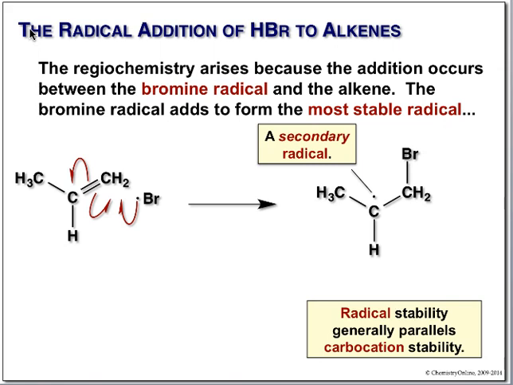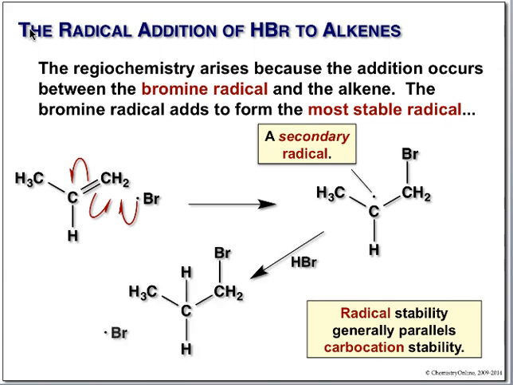Once we form the most stable radical, that's still a very reactive species. And there's lots and lots of HBr floating around. What this does is rip off the hydrogen from this, here it is, and it leaves behind the bromine radical. Bromine radical finds another alkene, and we do it over and over and over again. It's a radical chain reaction. Any question on the concept here?